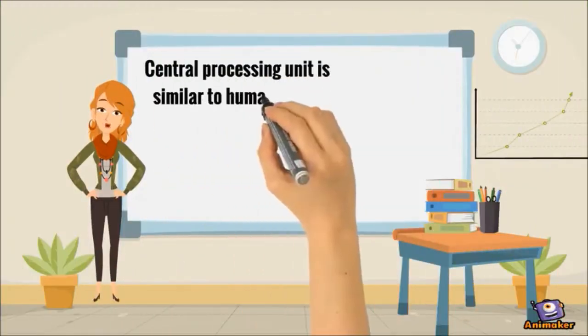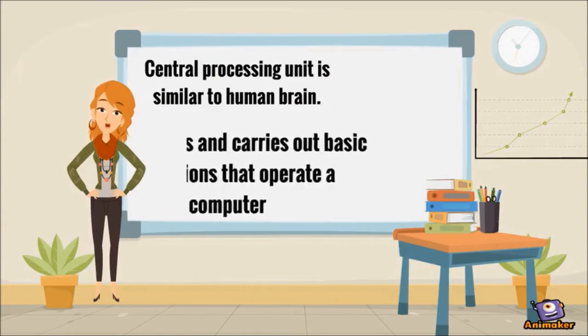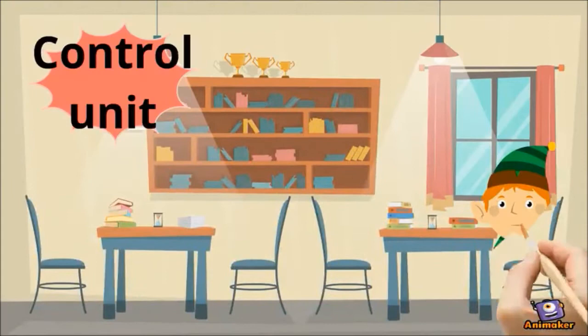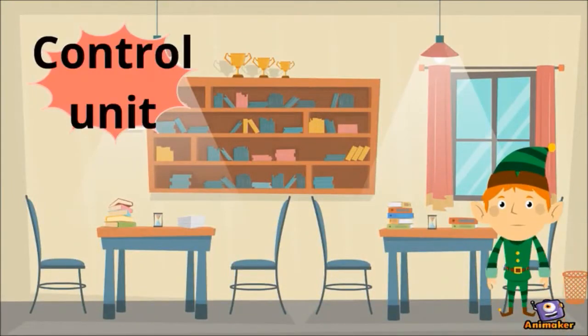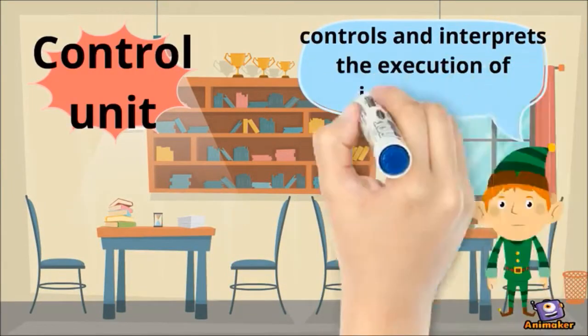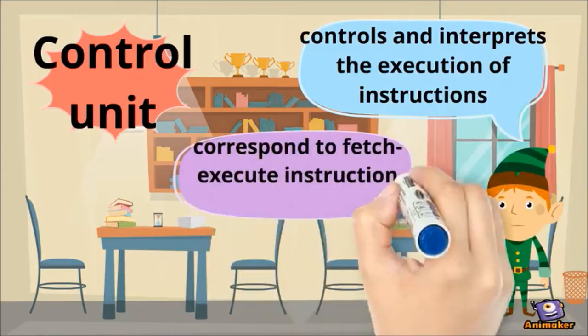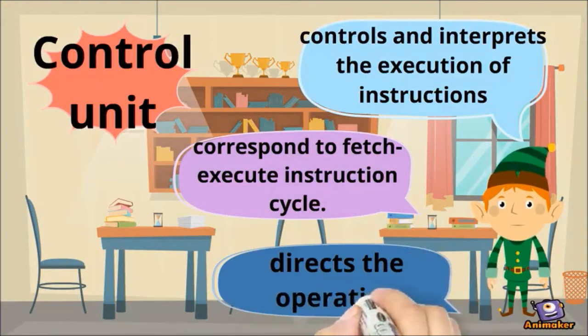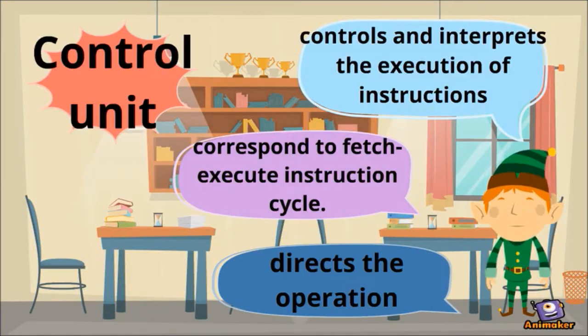CPU is known as Central Processing Unit. It is similar to the human brain. It interprets and carries out basic instructions that operate a computer. CU stands for Control Unit. It controls and interprets the execution of instructions by following a sequence of actions that corresponds to the fetch-execute instruction cycle, which retrieves instructions from memory, then moves data or addresses from one part of the CPU to another. It also directs the operation of the other units by providing timing and control signals.